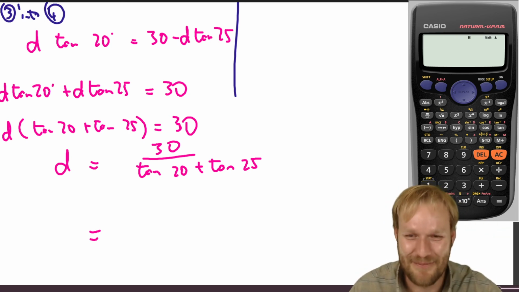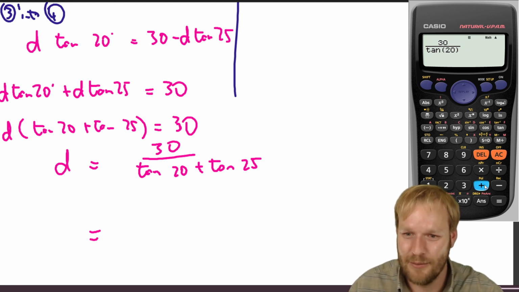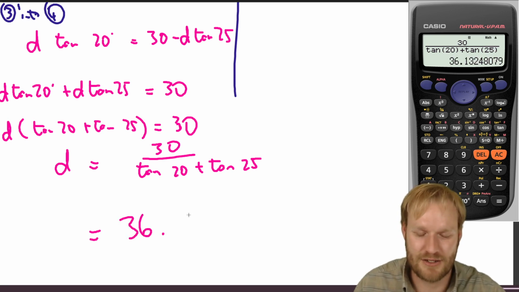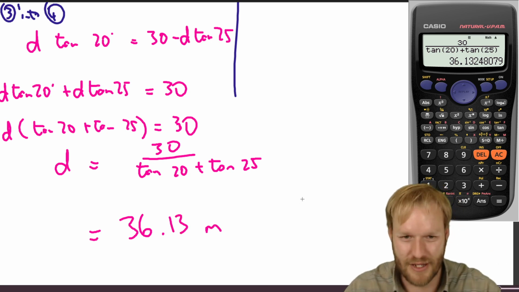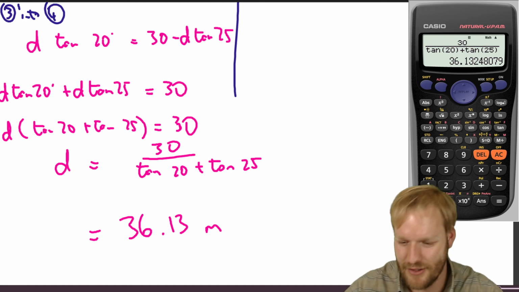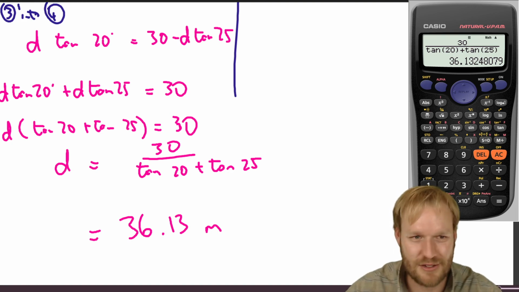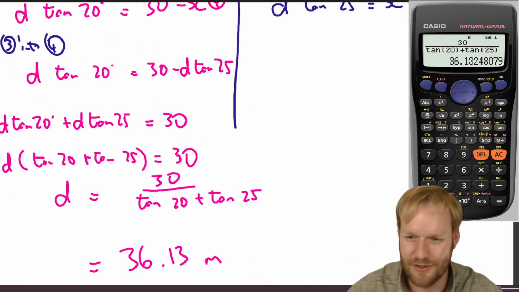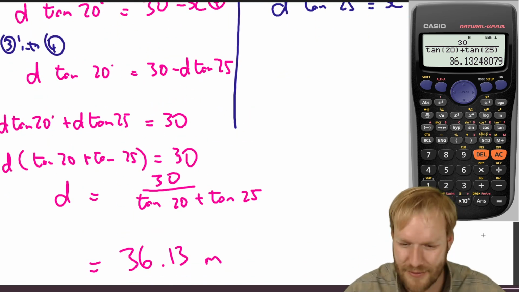Those are goodies though. So yeah, into our magic machine, let's go for 30 over tan 20 plus tan 25, and we get 36.13 meters, or whatever unit you happen to have. So yeah, that should be what we've got. I'm going to take a pause and be back in a second.